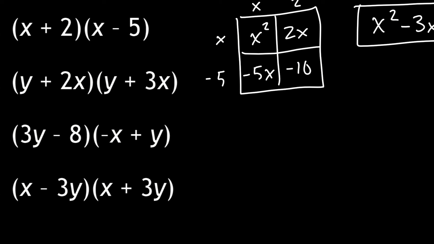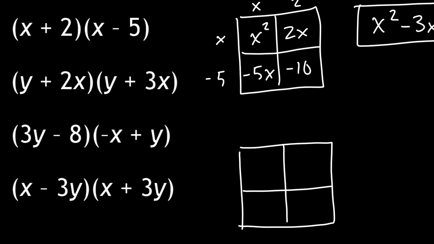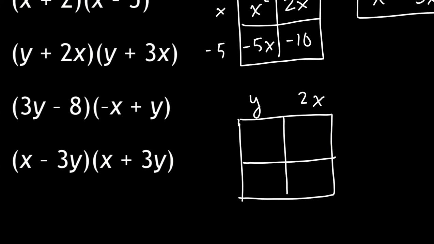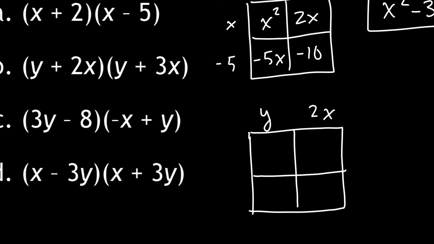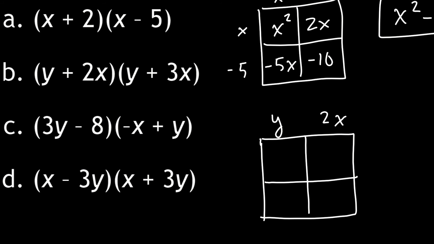Let's do b. B is interesting because it's got both an x and a y. So let's use an area model for this as well. So I see that I've got a y and then a 2x. So the length of this edge is y units long and then 2x units long. And again, this is a generic area model. I'm not trying to draw this to scale because I don't know how big x or y is anyways, and I'm not trying to model it with algebra tiles. That's just simply y and then plus 2x, and then this is a y and then plus 3x.